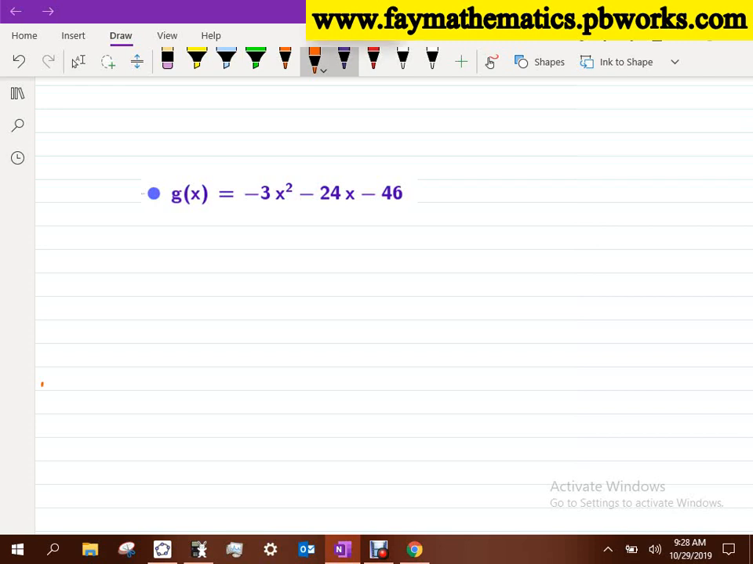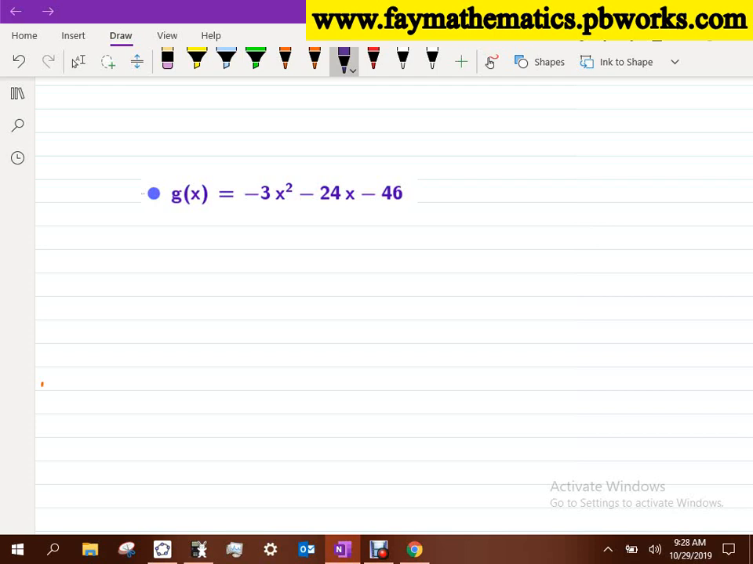Can we take out -3? We want to take a -3 out. We divide everything by -3, and I also want to move this 46 to the other side. Okay. So we talked about dividing everything by A and moving C to the other side of the equation.